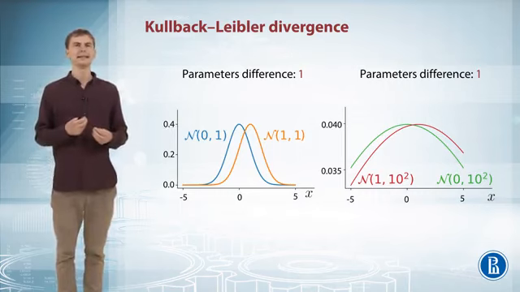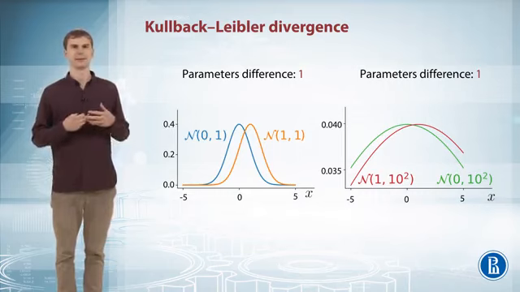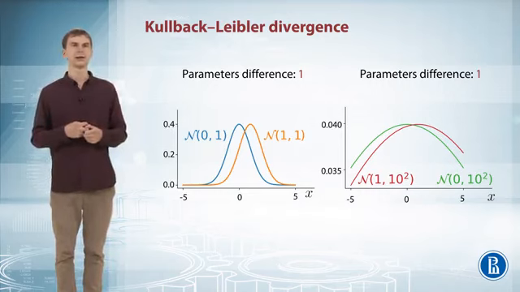But intuitively, it seems like these two Gaussians, the green and the red one, are much closer to each other than the first two. So, can we build a better way to measure difference between Gaussians, or between any probabilistic distributions? Well, Kullback-Leibler divergence is something which tries to solve this problem.